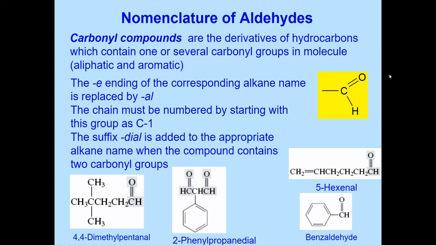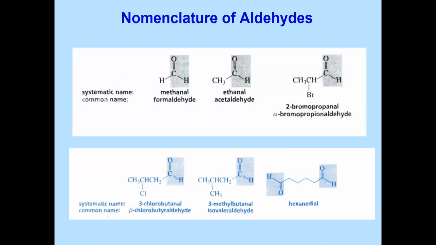Nomenclature of aldehydes. Carbonyl compounds are derivatives of hydrocarbons, which contain one or several carbonyl groups in the molecule, aliphatic or aromatic. The e ending of the corresponding alkane name is replaced by -al. For example, 4,4-dimethylpentanal, benzaldehyde, 5-hexenal.